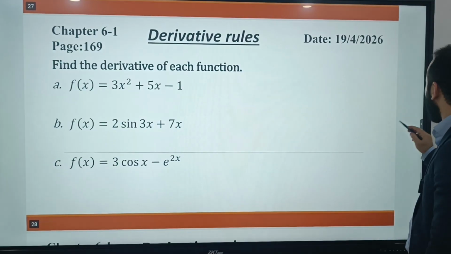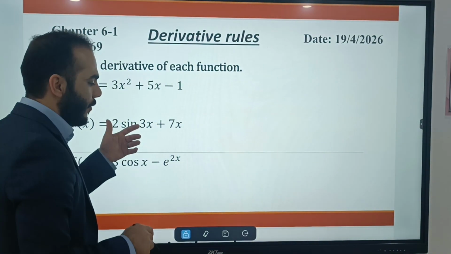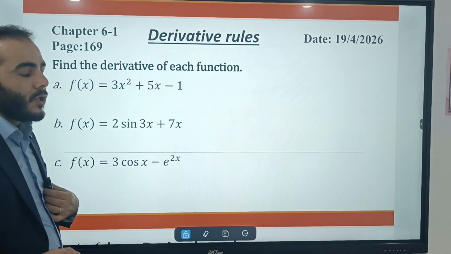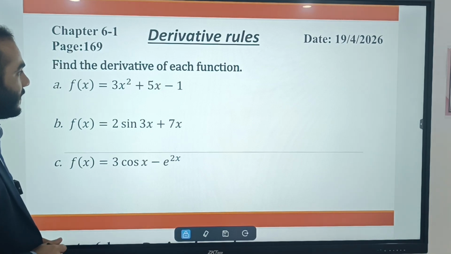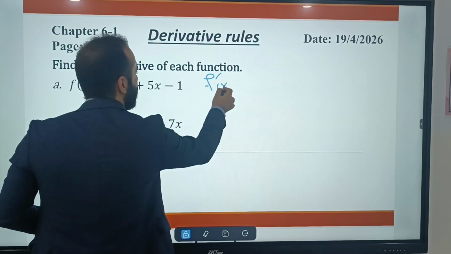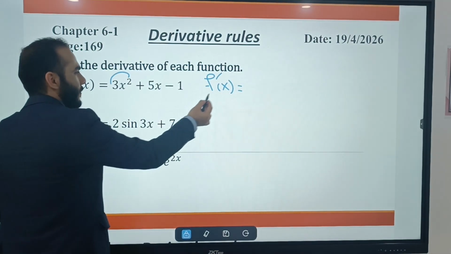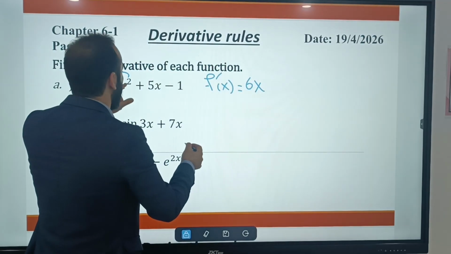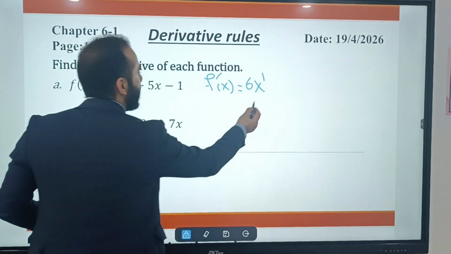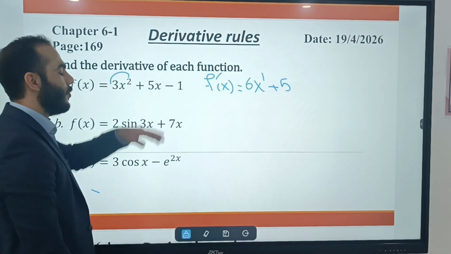So let's go to this type of question. As I already said, the last two things that I said, I don't consider them as rules. If a function consists of different functions, so we are just gonna take the derivative of each term individually. So we are gonna say that, okay, f prime of x equals to derivative of 3x squared. These two comes down. 2 times 3, 6x powered by 1 less, which is 1. No need to write this one even. Plus derivative of 5x, 5. Derivative of 1, 0. Don't write it.